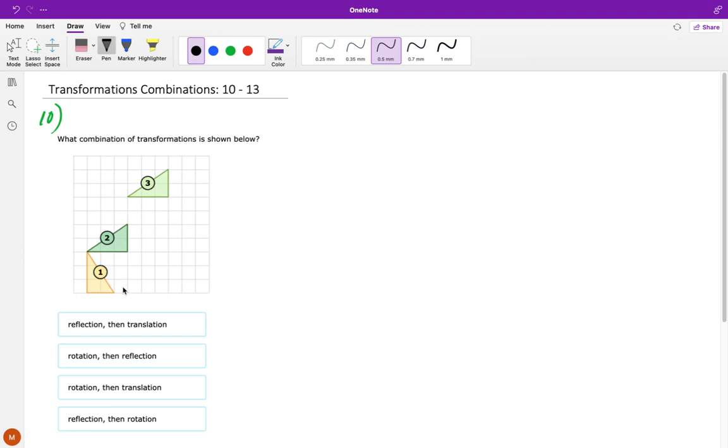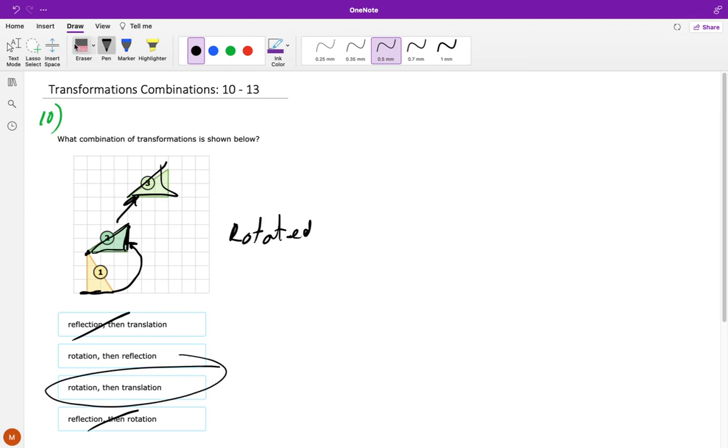We can see that this is being turned to there. Since it's being turned, it's being rotated. So first it's being rotated, and I'm going to cross out these reflections. Then from here, we see that the orientation of these two triangles is exactly the same. So it slid to there, which means translation. So this would be a rotation, then a translation. Once again, with these you just have to practice and identify what a rotation looks like versus what a reflection looks like, and so on.